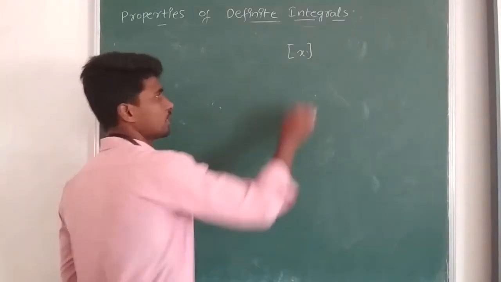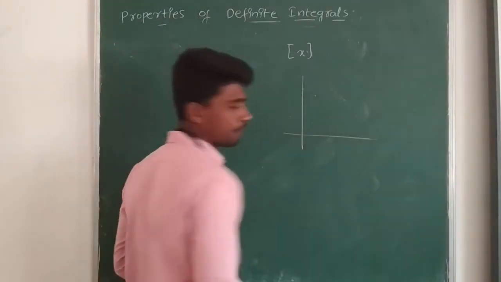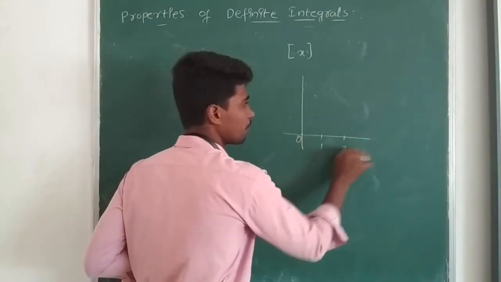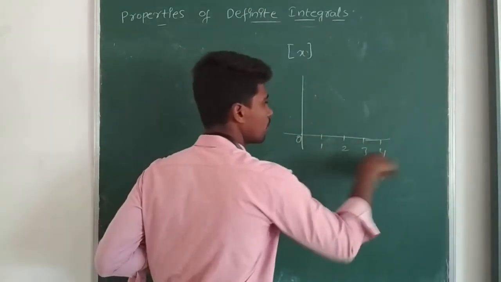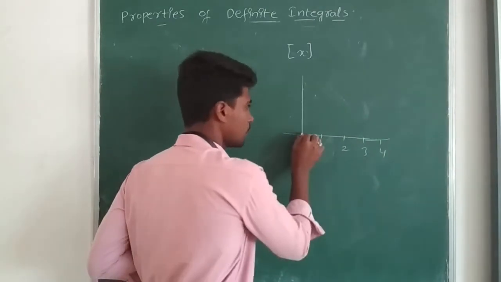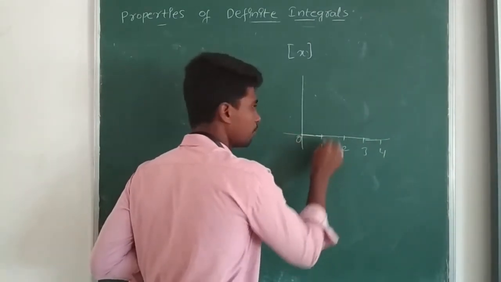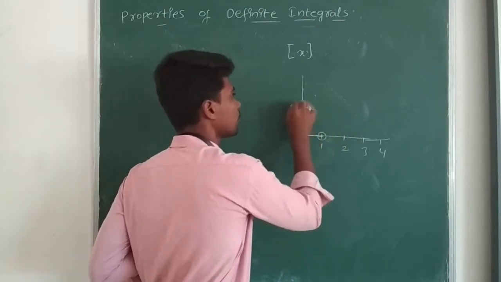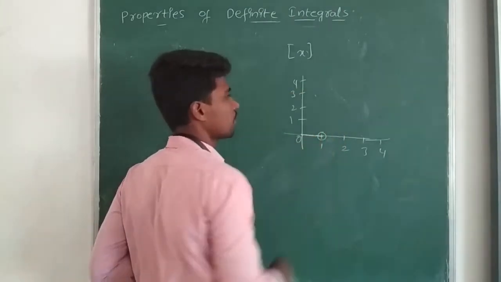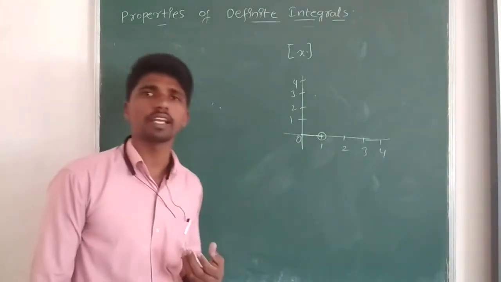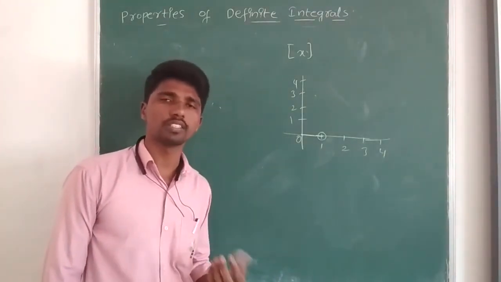If I take its graph from 0 to 1, it acts as 0, but at exactly 1 it becomes 1. What do you mean by step function? It gives the nearest and smallest integer.